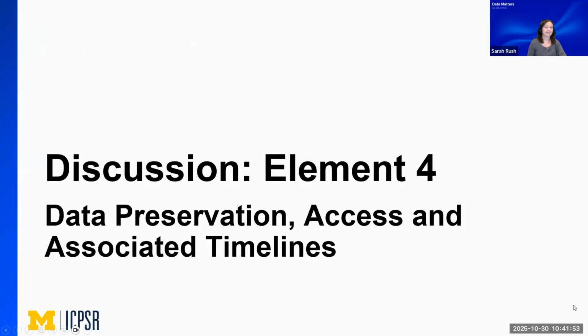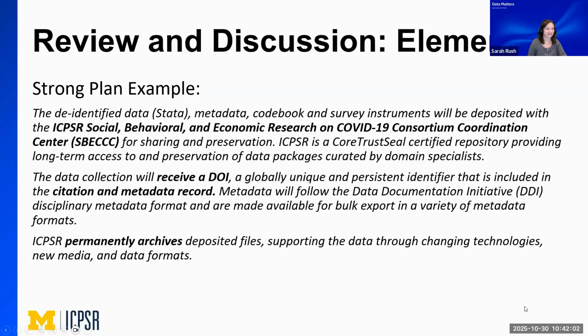And with that, we'll move on to element 4. We did not have an element 4 group, so we can move on to what we see as a strong example there, which is the next slide. Features of a good example to element 4 include the names of the repository where the data and metadata will be archived. The response should tell about how the scientific data will be findable and identifiable, and also describe when and how long the scientific data will be made available.